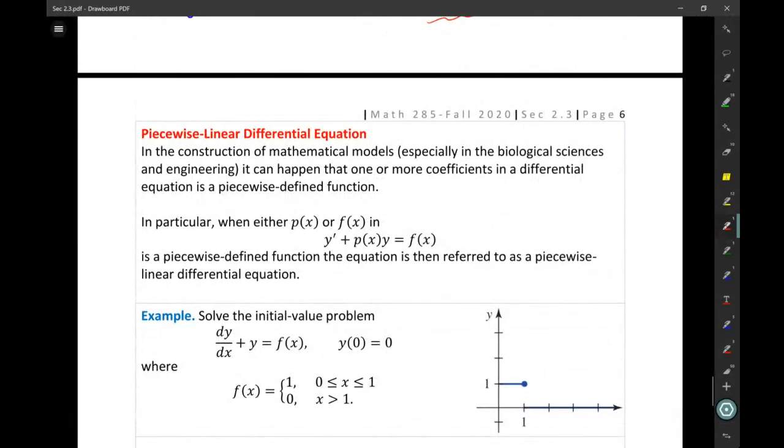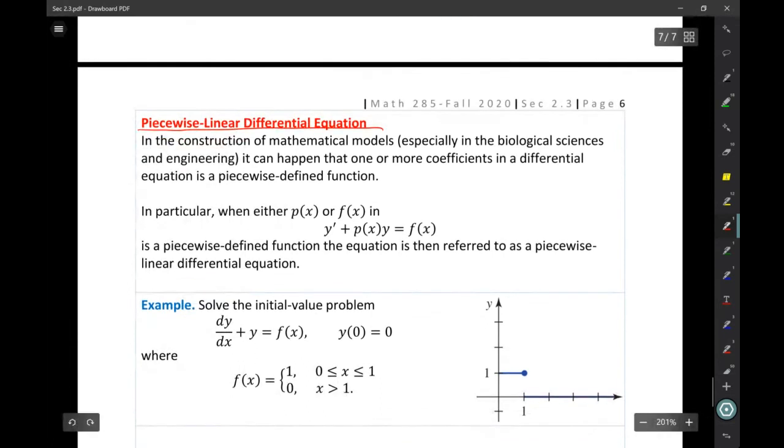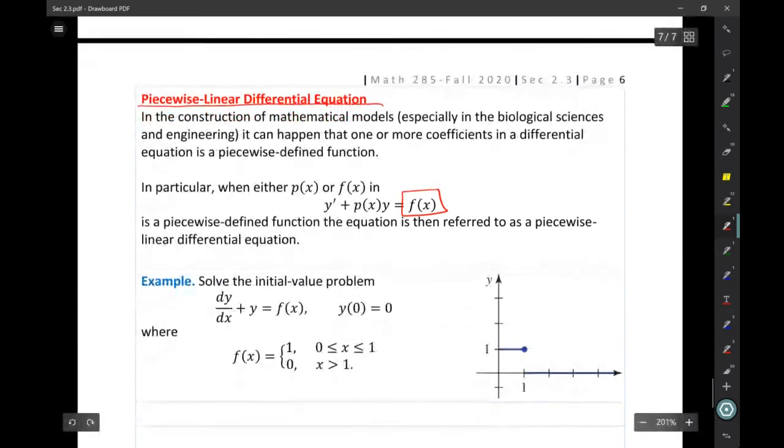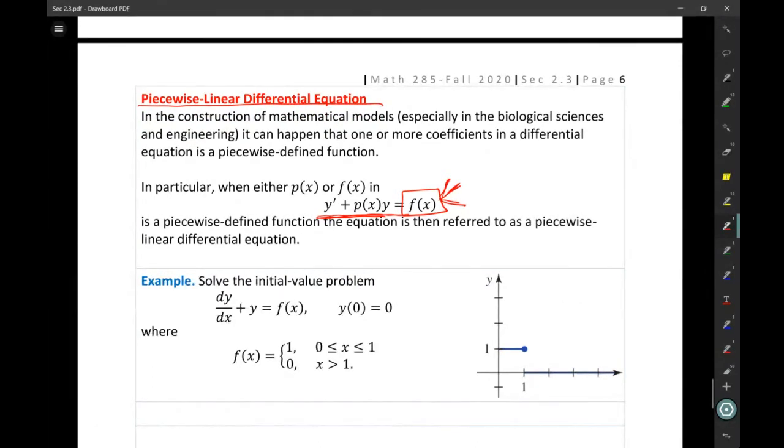Let us see that in case I have the function f of x as a piecewise function. In some mathematical models, like in biology, engineering, physics, it could happen that the function f of x becomes a piecewise function. I mean it has different values for different intervals, then this differential equation would be called a piecewise linear differential equation.